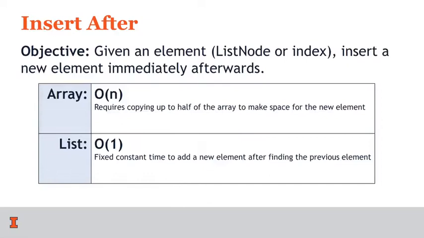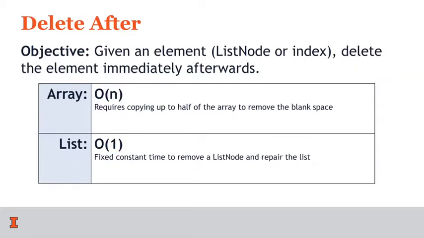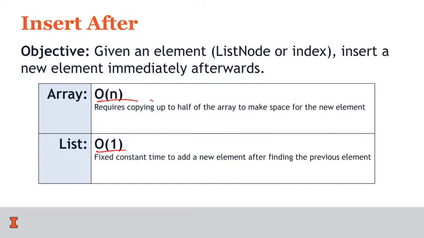So if our objective is to insert an element, either a linked list node or an index, immediately after a given element, then it's going to take O of n time in an array or O of 1 time in a list. Likewise, we can see that the delete after operation is going to be the exact same as insert after. If you think about removing the next element in an array, we have to copy over all of our data and move it back to make sure our array still is sequentially in memory. While in a list, we can just repair the pointers.